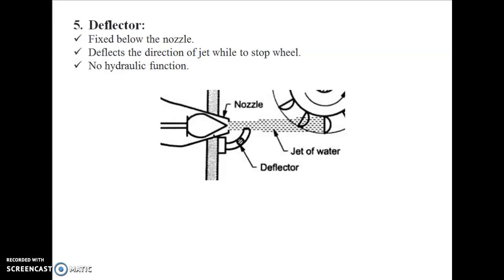And last one is deflector. Now deflector is quite similar to the braking jet. It is fixed below the nozzle and it deflects the direction of the jet when we need to stop the wheel. That means I can move this deflector in upward direction, and then this jet will get diverted in this direction. So it will now strike the buckets from the backward direction and it will try to stop the wheel. Again, it does not have any hydraulic function. So these are the different parts of the Pelton wheel turbine. In the next lecture we'll calculate the work done and power generated. Thank you.